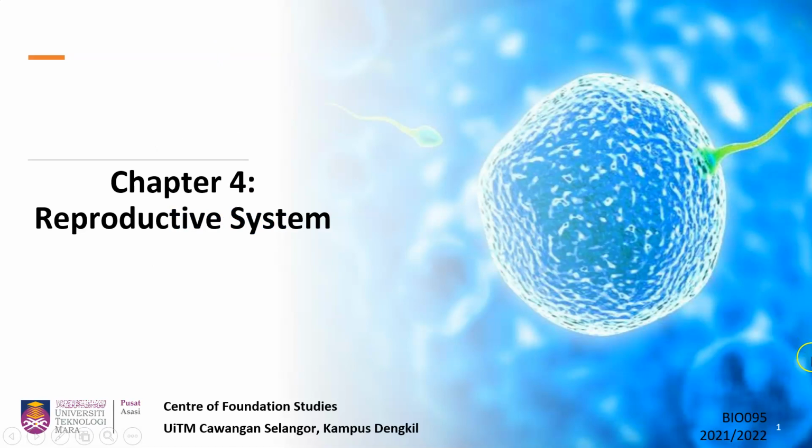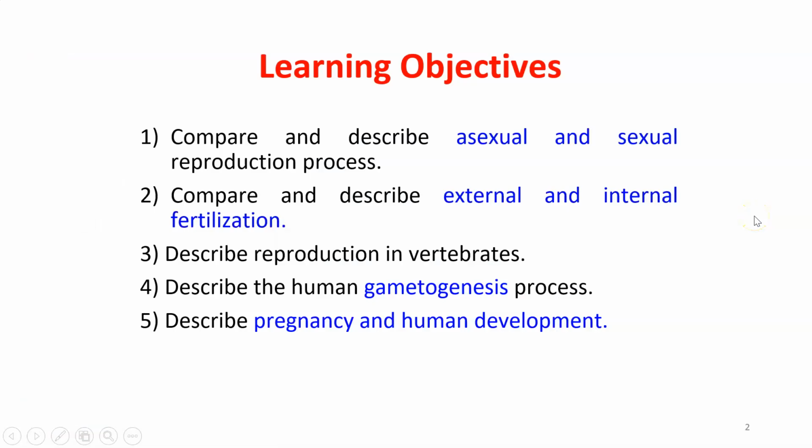Reproductive system. These are the learning objectives of this chapter, which is to compare and describe asexual and sexual reproduction process, compare and describe external and internal fertilization, describe the reproduction in vertebrates, describe the human gametogenesis process, and describe pregnancy and human development.